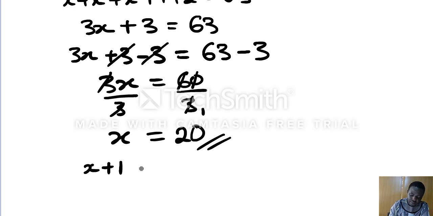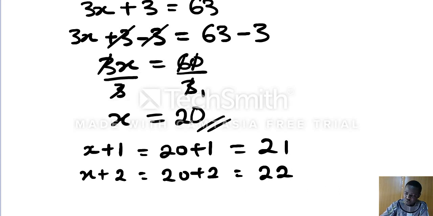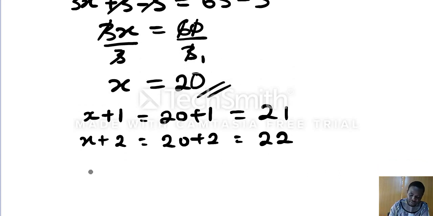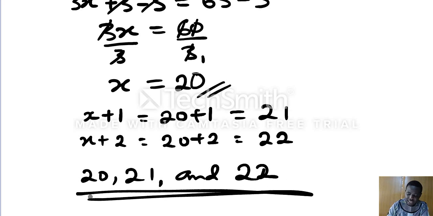So this becomes x plus 1, which will become 20 plus 1, and that is 21, and x plus 2 is equal to 20 plus 2, which becomes what? 22. So the 3 consecutive terms are 20, 21, and 22. For when you add these 3 together, it gives you 63.